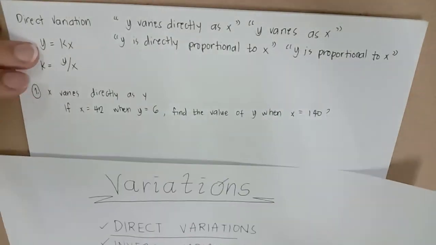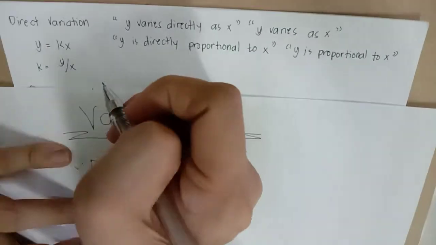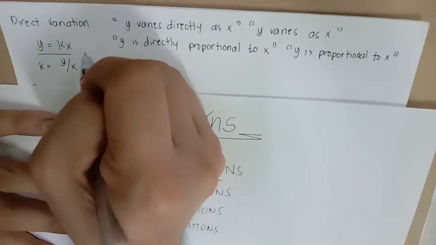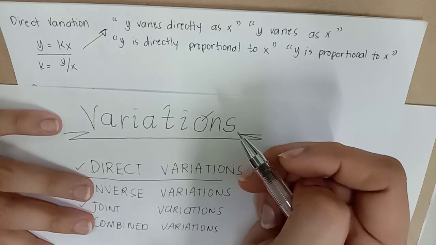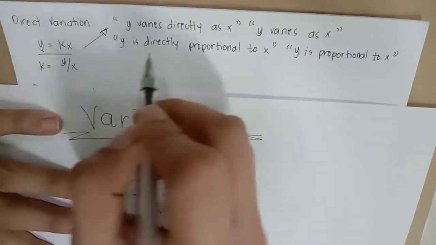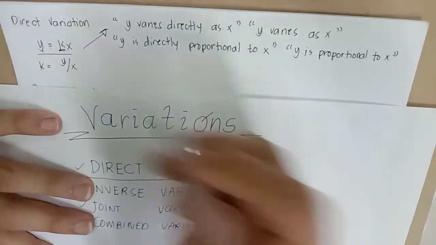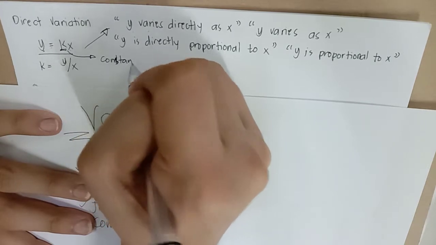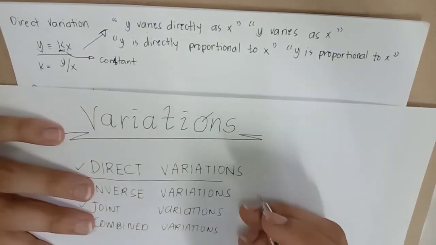Direct variation has an equation which is y equals kx, which is read as a mathematical statement: y varies directly as kx, where k is the constant. The k is called the constant. So all variations have a k.